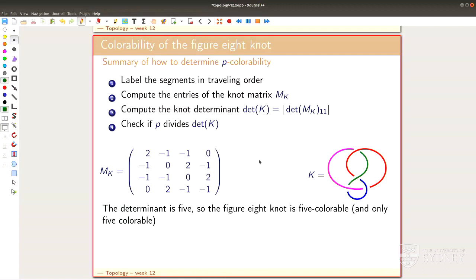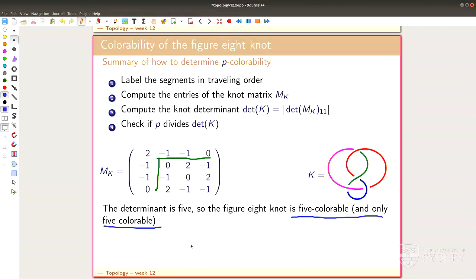You get that matrix, take this submatrix here, compute its determinant, and if I haven't messed up, the determinant is 5, which tells us that the figure 8 knot is actually 5 colorable and only 5 colorable, which is absolutely not clear, but it's quite a simple calculation on the matrix. So it's just the determinant of a 3x3 matrix.